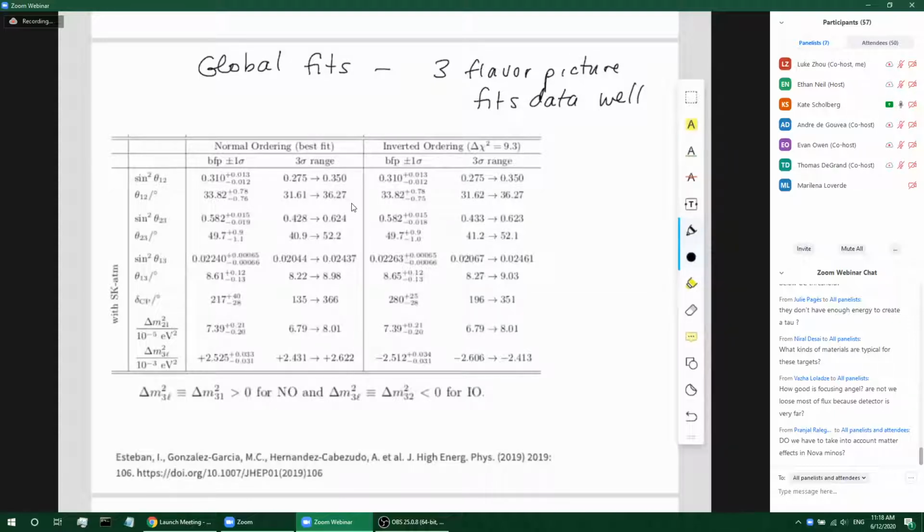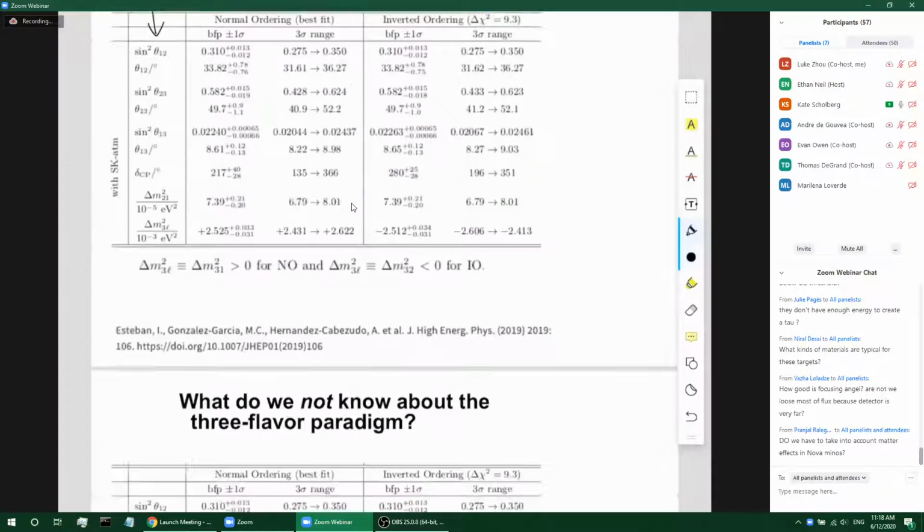But these are examples. These are all the oscillation parameters from the PMNS matrix. And these are the 3 sigma ranges and the answer plus or minus 1 sigma. And this is under the normal ordering assumption and the inverted ordering assumption. The ordering is still unknown.